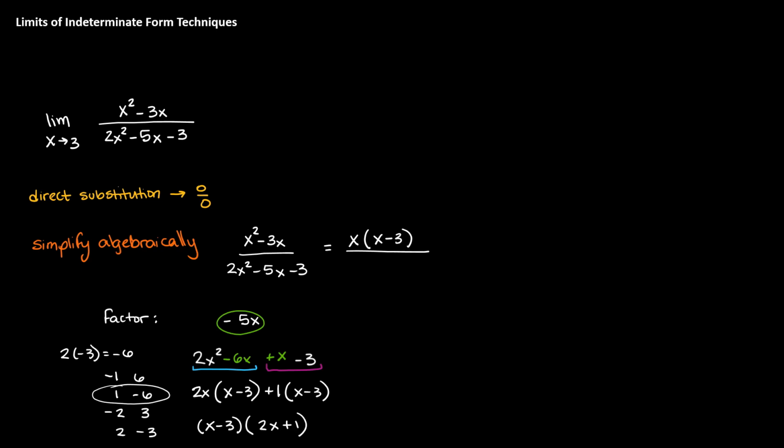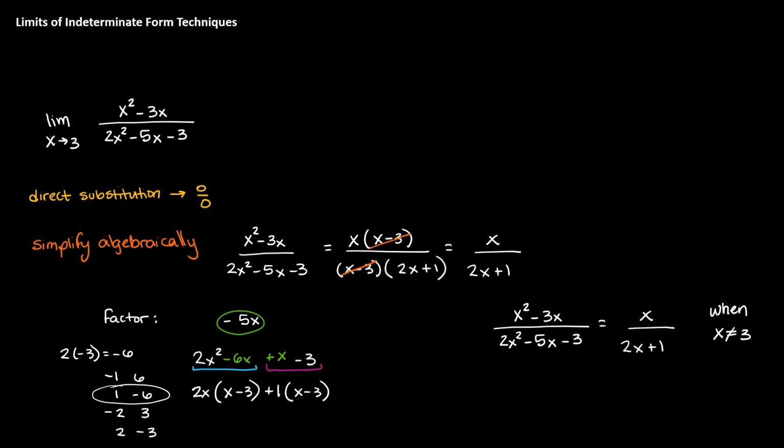So we factored our polynomial in the denominator, we bring it back up to our rational function, and look to see if we have any common factors. We certainly do. X minus 3 can be divided off, leaving us with x divided by 2x plus 1. We have just determined that we have a twin function. Our original function is equal to x divided by 2x plus 1 everywhere except for when x is equal to 3. So we won't let x equal 3.